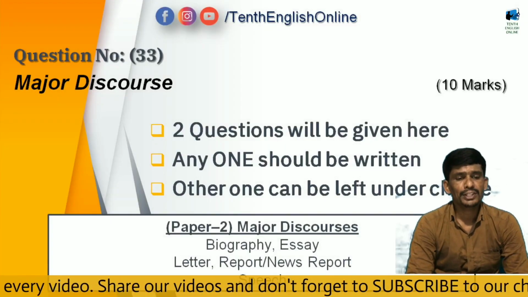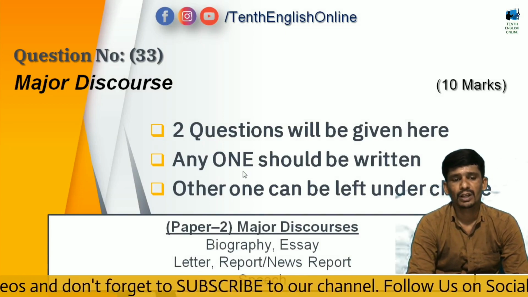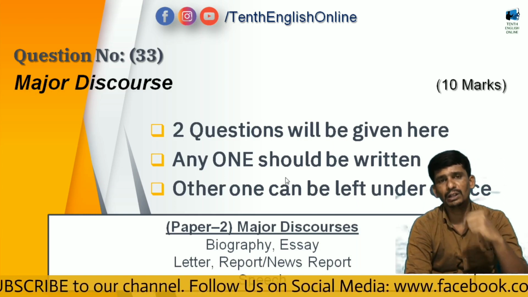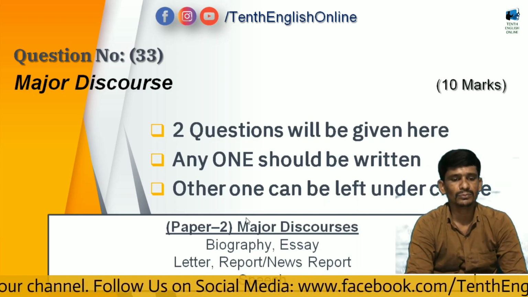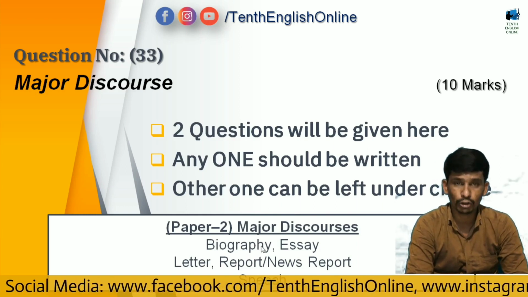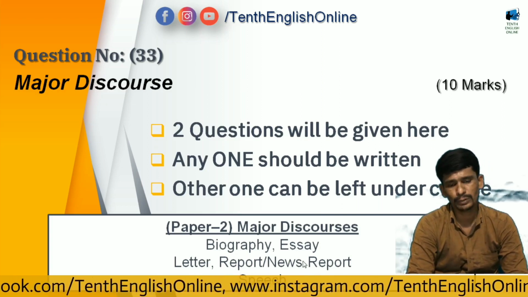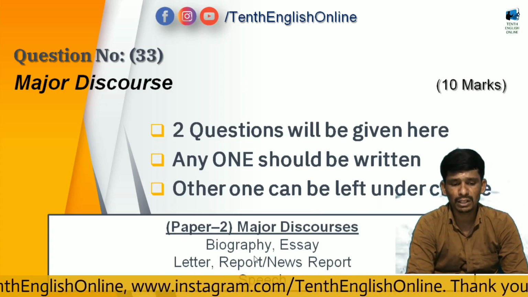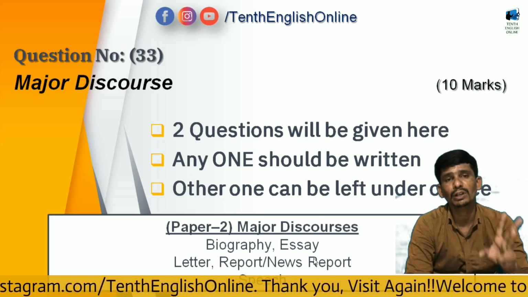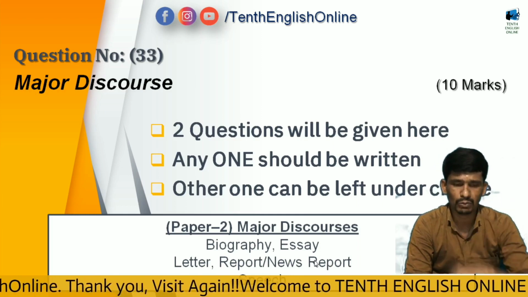Now see here, major. Under this bit, two questions will be given. Any one should be written. We have to write only one major discourse and leave the other as choice. And Paper 2 major discourses are these: biography, essay, letter, report or news report, speech. Out of these five major discourses, any two will come in the bit and we have to write only one. Okay, let's see the sample one.